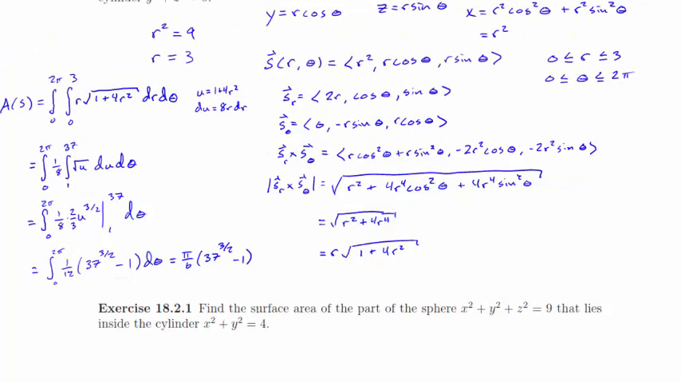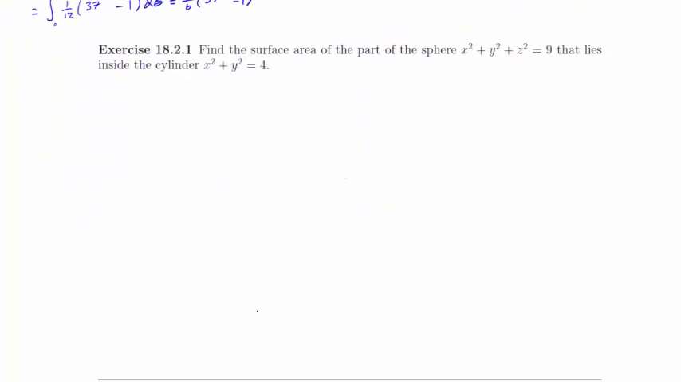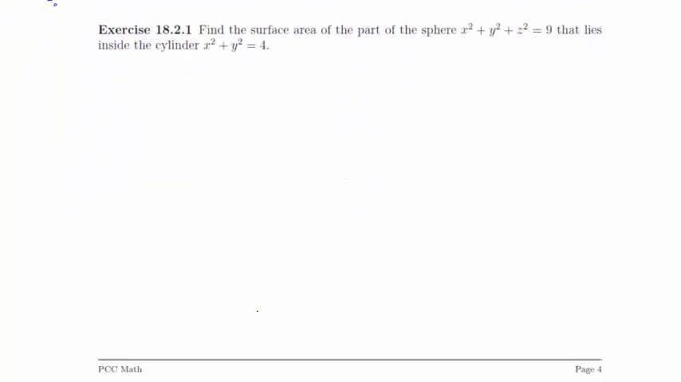So let's go on to exercise 18.2.1. For you to give a shot, find the surface area of the part of the sphere. So you need to look at parameterizing a sphere. x squared plus y squared plus z squared equals 9, that lies inside the cylinder x squared plus y squared equals 4. Go ahead and pause the video, and I will work through the solution with you here in just a few moments.